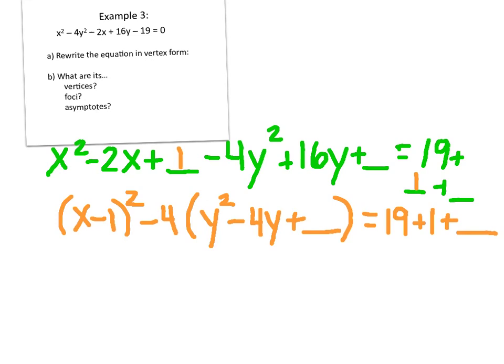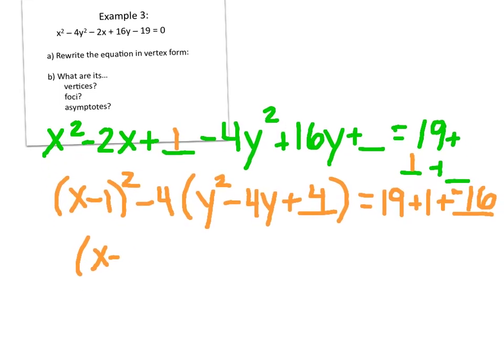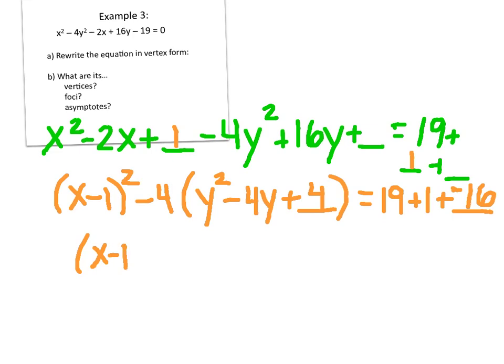So half of 4 is 2, or negative 2, squared is 4, so we're going to put a 4 here, but actually what we're going to add to the other side is negative 16, right? Don't forget to distribute that negative 4. So let's go ahead, we're almost there. We have x minus 1, quantity squared, minus 4 times y minus 2, the quantity squared, equals 20 minus 16 is 4.